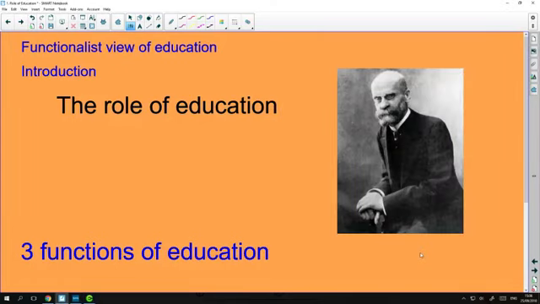Hello everybody, this is the start of the functionalist view of education, and it will only be a very short introduction today because we've only got 15 minutes left of class. So your heading, everybody, is the functionalist view of education, and we're just going to do a very brief introduction and maybe do the first major point. So in your notes, please, we're looking at an introduction, and I'd like you to write down the role of education.